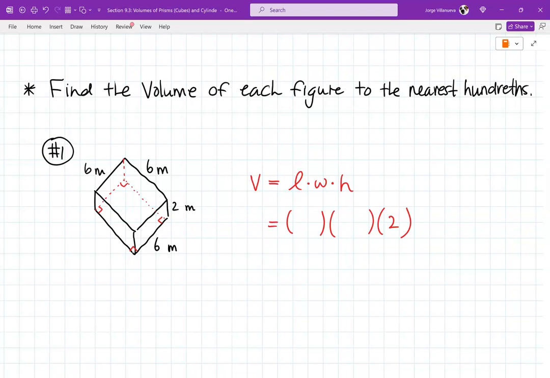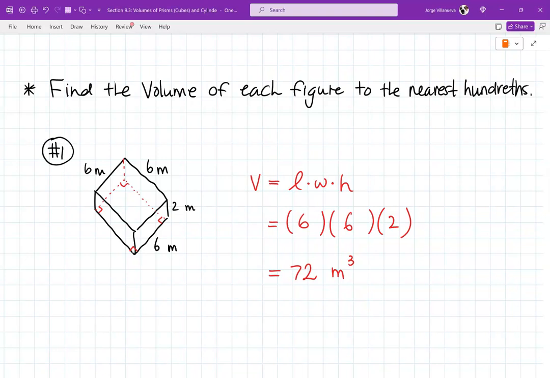The 6 that they're referring to in terms of length and width, it could either be this one or this one. It doesn't matter. Because if you call the bottom one length, then the other one will be width. Or if you call the other one length, the bottom one will be width. It doesn't matter. Okay? So it's going to be 6. That means that the other measurement has to be 6 as well. So this is 36 times 2, which is 72. And this would be meters cubed. That's it. That's all you have to do. Okay? So just get the measurements, put them in, multiply it out, write it with the correct units.